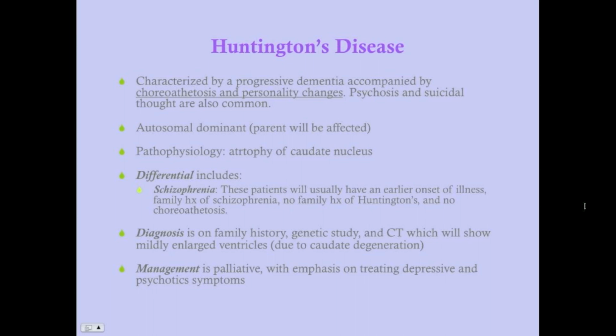And there'll also be some clues with the CT, which will show mildly enlarged ventricles. And that is due to caudate degeneration. The caudate borders the lateral ventricles. So, of course, as they degenerate, you're going to have more space for the ventricles, and they're going to appear enlarged. But it's not hydrocephalus. You're not having actual enlargement of the ventricles. It's just due to brain matter around the ventricles degenerating and causing the ventricles to therefore get bigger.